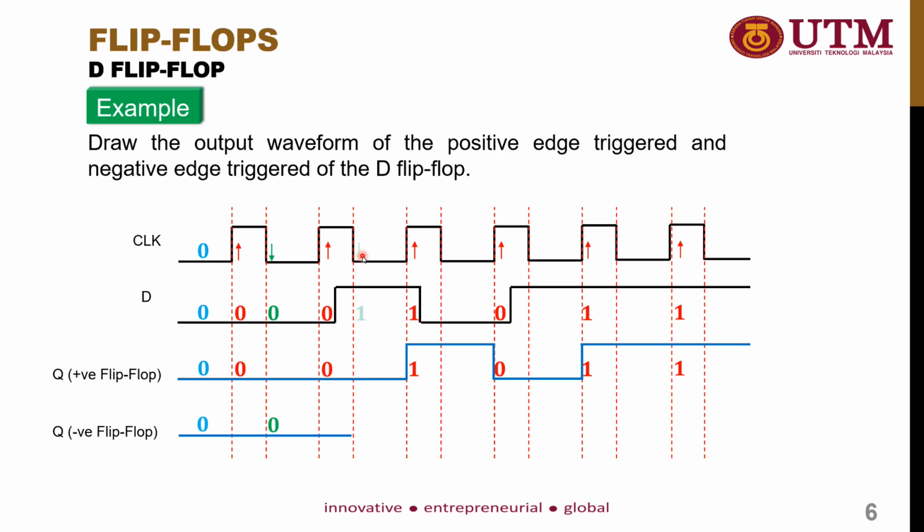Next, at the next falling edge, you see here the value of D is equal to 1, so it just follows the value of D. And then on the next falling edge, the value of D is equal to 0, so it will become 0. On the next falling edge, the value of D is equal to 1, so the output will become 1. At the next falling edge, the input D is still 1, so the output Q will become 1. And at the final falling edge, the input D is equal to 1, and the output Q of the negative edge flip-flop will become 1.